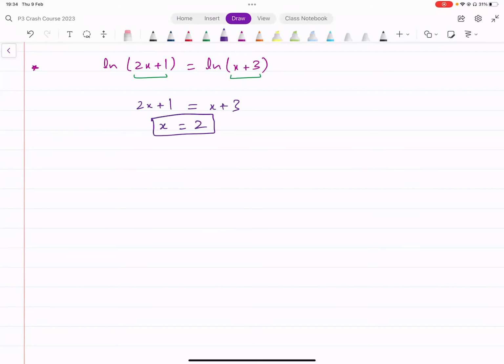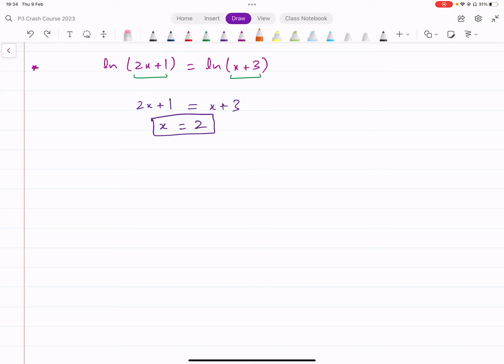So when you have a single log term on both sides, all you have to do is just equate what you've got inside. All right, equate what you have inside, and that is going to give you the result. I would recommend that you don't think of it like canceling this thing, because that might cause some problems.